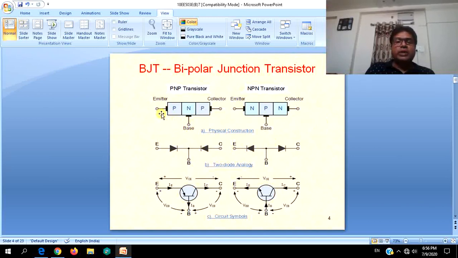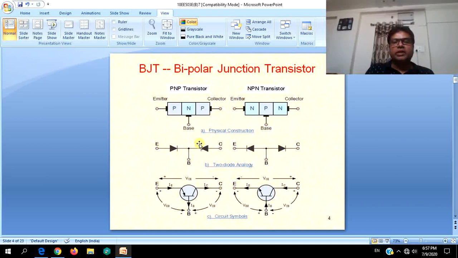The current flowing from the emitter to collector, or source to drain, or the current flowing through the transistor, is controlled by a very small current flowing in the base. Base current is a controlling current, and the actual current which flows through the transistor is called the controlled current. With a very small controlling current, you can have a high magnitude of controlled current. So it is nothing but an amplification. It amplifies the current with very little base current.